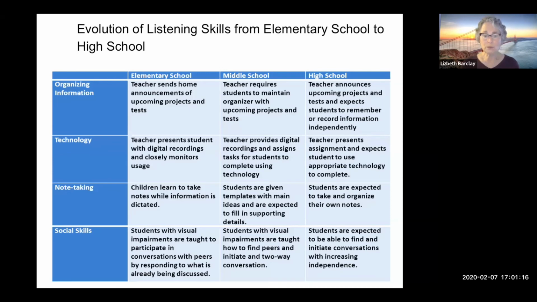In middle school, students with visual impairments are taught how to find peers and initiate two-way conversation. Now we expect them to go out there in the cafeteria or out on the play area and find their friends. And at the high school level, we expect students to be able to find and initiate conversations with increasing independence. And if you've ever been on a very busy high school campus, that is quite a trick. And so we really need to help our students brainstorm some of the ways that they can do this successfully.